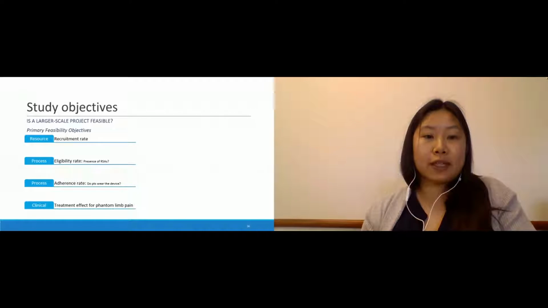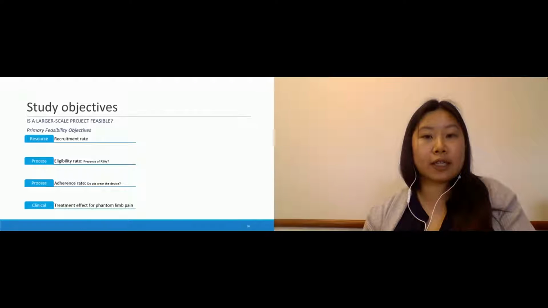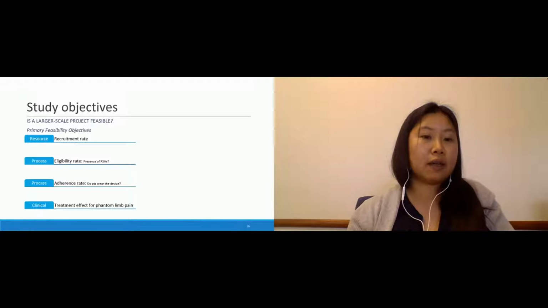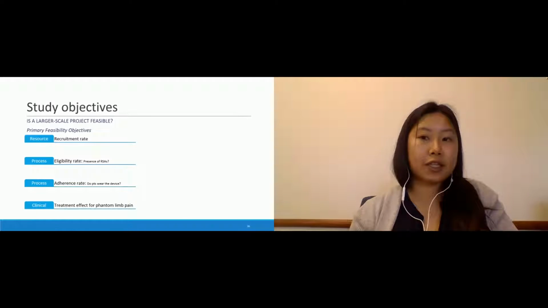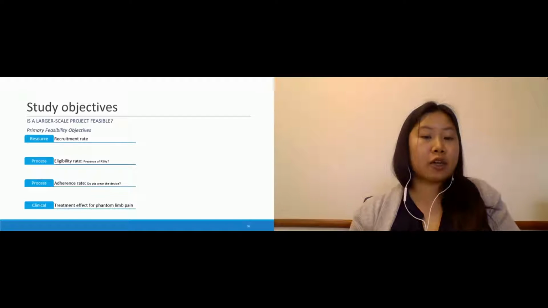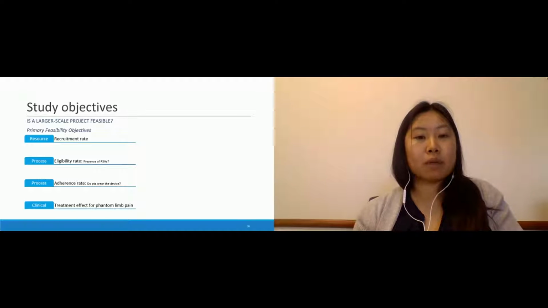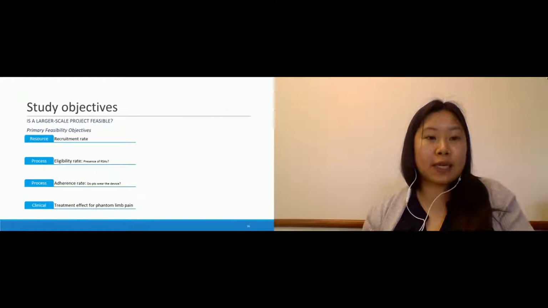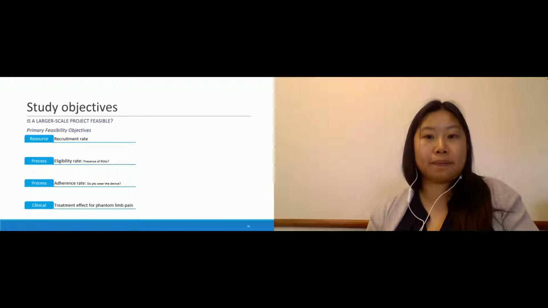So our 4 feasibility objectives include recruitment rate, and this will be based on our inclusion-exclusion criteria; eligibility rate, based on the presence of referred sensation areas; adherence rate, if patients are wearing the phantom prosthesis with their prosthetic and if they're using it to its full potential; and finally, the treatment effect on phantom limb pain.